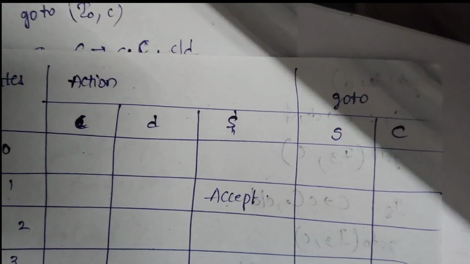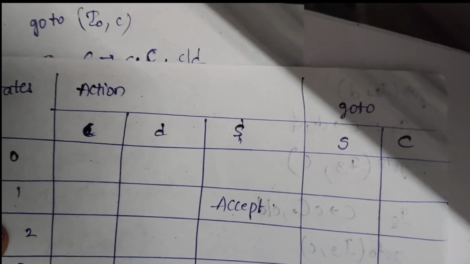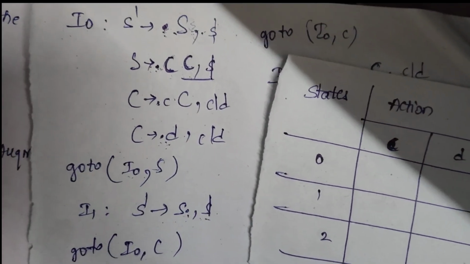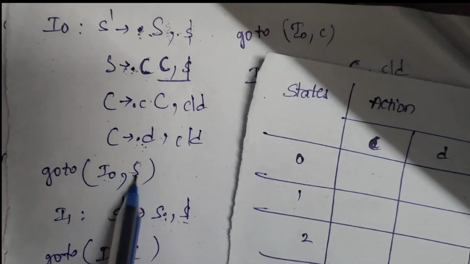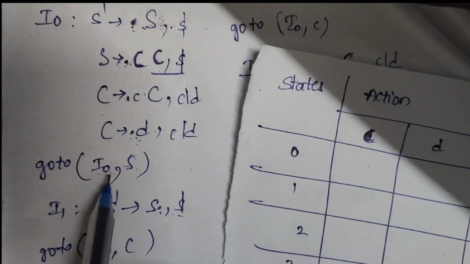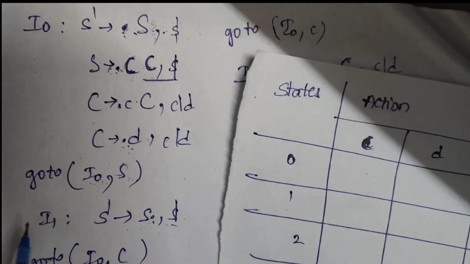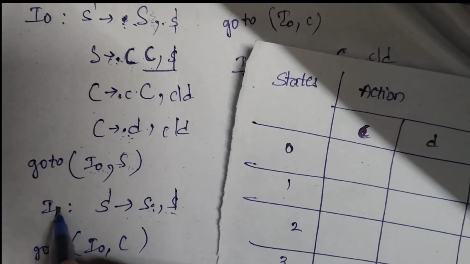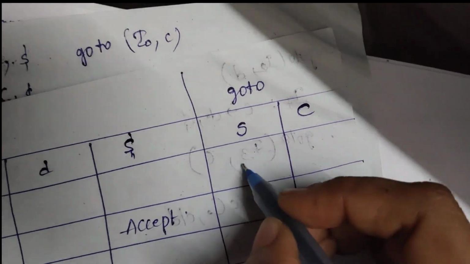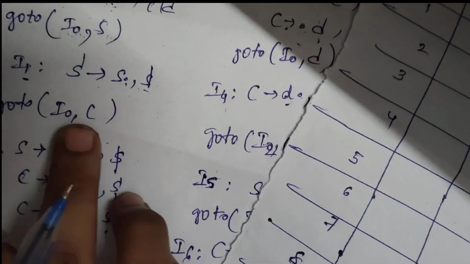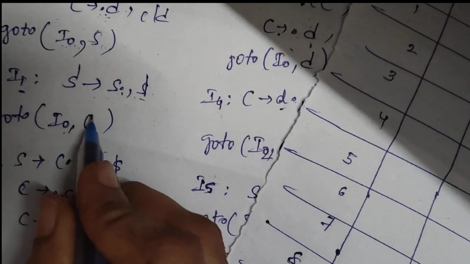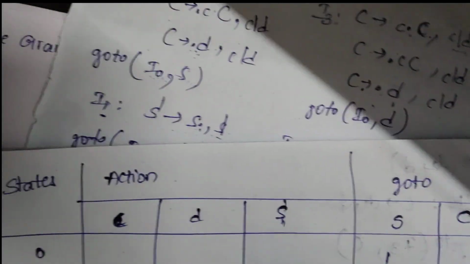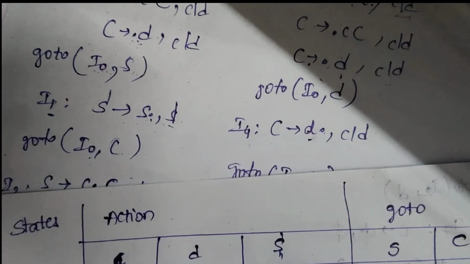Okay, so for calculating shift you need to visit all the items and you need to calculate the shift. So while visiting the items you need to see go tos. So first one is I naught comma S. In place of I naught comma S you need to write 1. Item number you need to write. So I naught comma S is 1. Next, go to 0 comma C. 0 comma capital C. In place of 0 comma capital C you need to write 2 because the item number is 2. So write 2.